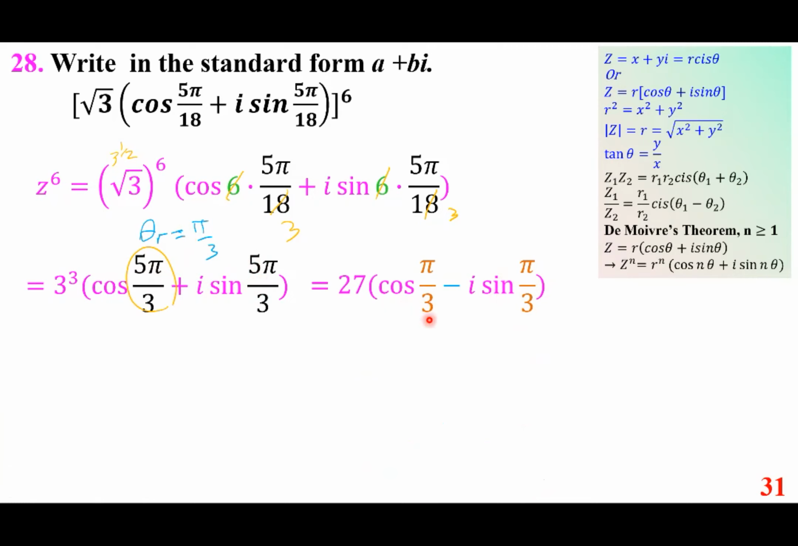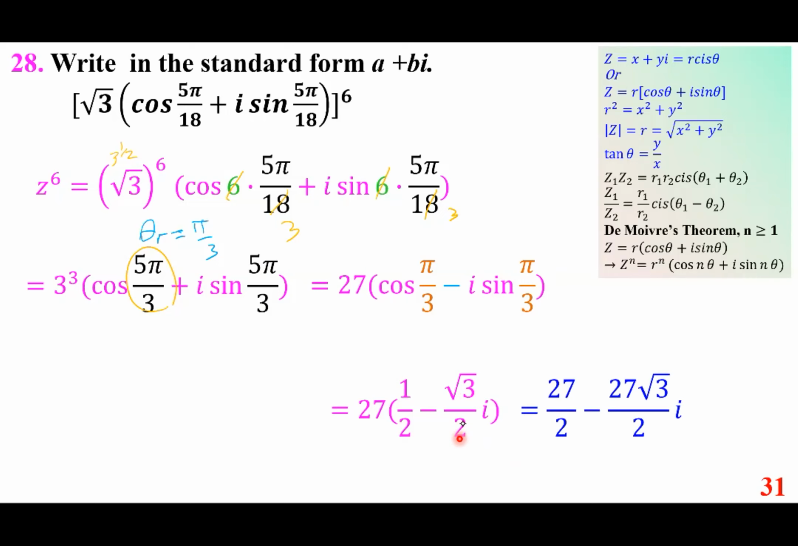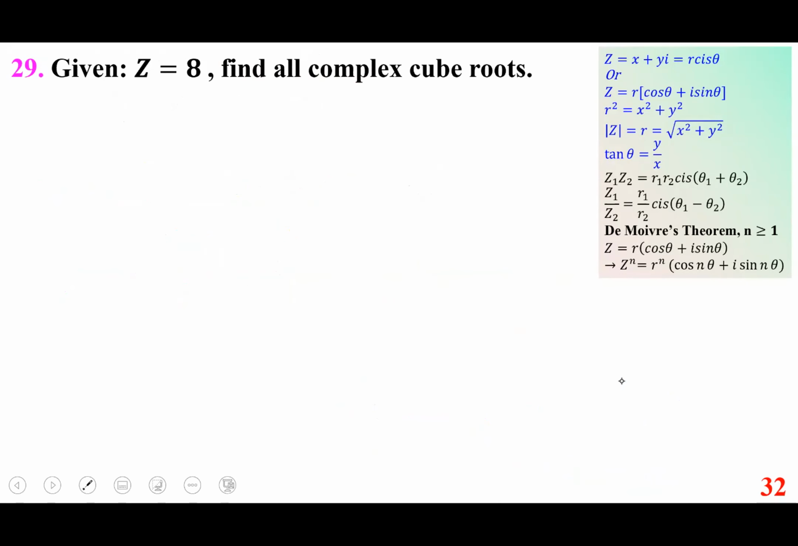As you know, at pi over 3 cosine is 1/2 and sine is square root of 3 over 2. And so this is 27 over 2 minus 27 square root of 3 over 2 i. This is the standard form or rectangular form, depending upon the text and how you deal with that. So you want to be comfortable with the terminology.